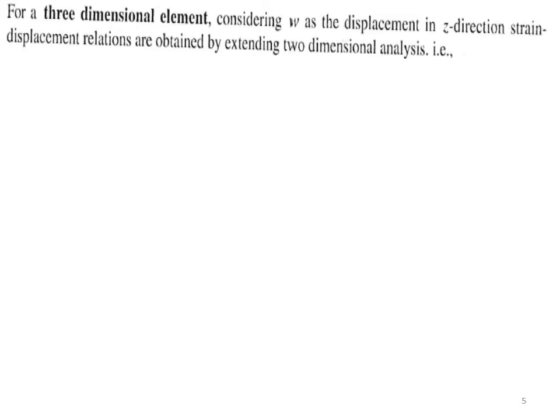Similarly, for a three-dimensional element, considering w as displacement in the z direction, the strain displacement relations are obtained by extending the two-dimensional analysis. That is, the strain in the z direction, epsilon z is equal to del w by del z.